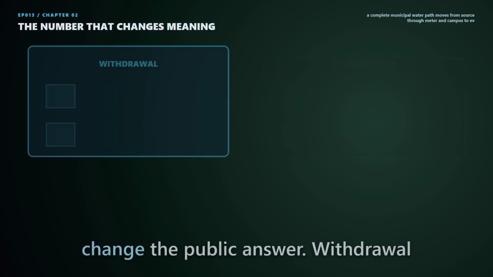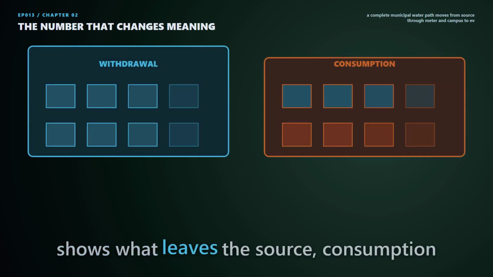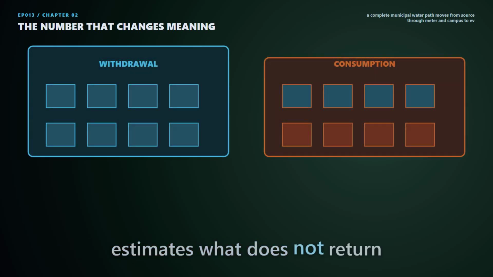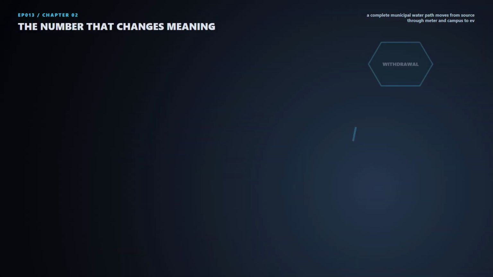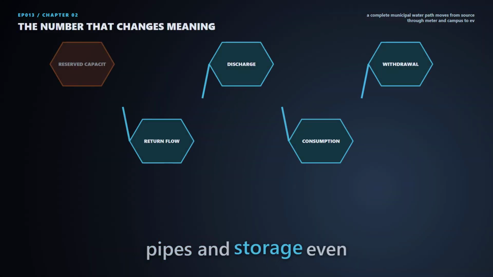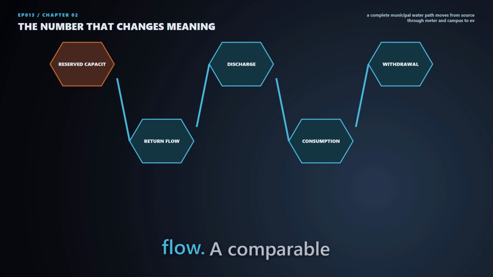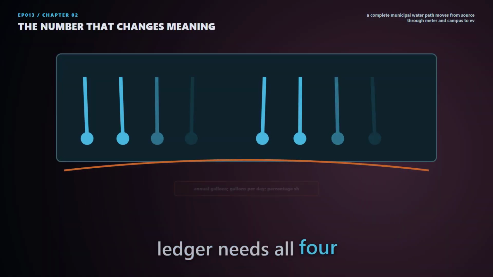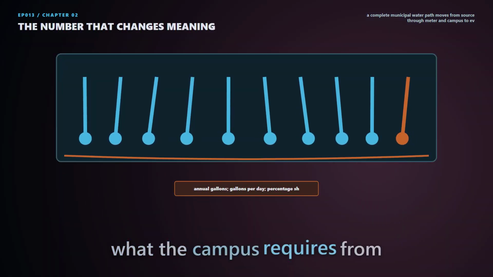Those boundaries change the public answer. Withdrawal shows what leaves the source, consumption estimates what does not return locally, and discharge shows where used water goes next. Reserve capacity can force a utility to build pipes and storage even when the meter records less flow. A comparable ledger needs all four before it can tell residents what the campus requires from their system.